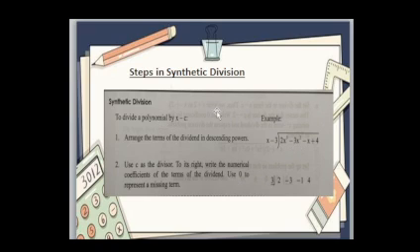So since our divisor is x minus 3, so our value of x there is 3, and the first coefficient is 2, next is negative 3, next is negative 1, because negative x is the same with negative 1x, and positive 4.